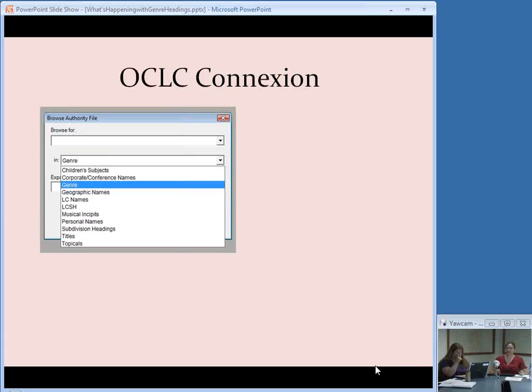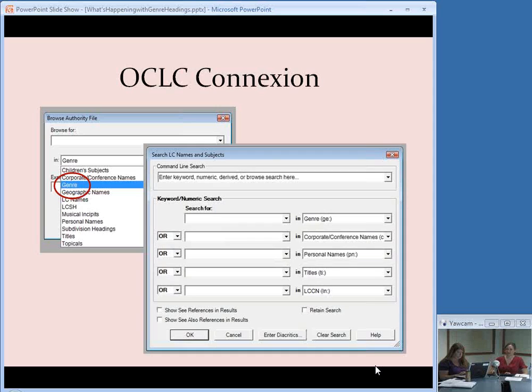And they are available in OCLC Connection currently. This was when the new authority records were issued on May 24th of this year. They immediately were loaded into OCLC Connection. And so if you want to browse, genre is an option in the drop-down menu when you're browsing Connection. And it also is available in search. You can choose to search genre terms.